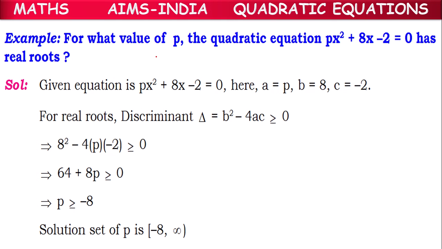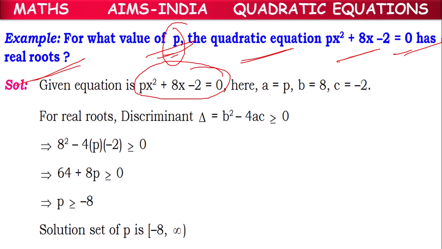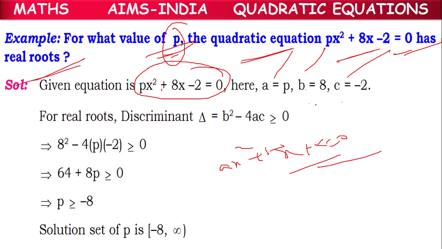Next one. For what values of p does the quadratic equation have real roots? This is the quadratic equation. If you compare with ax square plus bx plus c equal to 0, the a value is p, the b value is 8, and the c value is minus 2. They have given that the equation is having real roots.